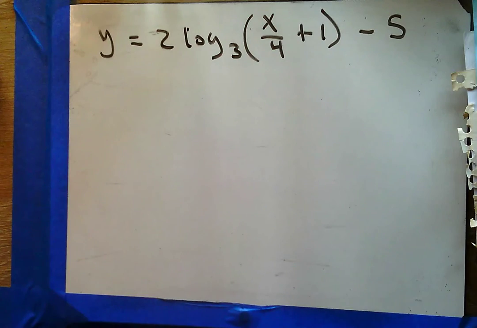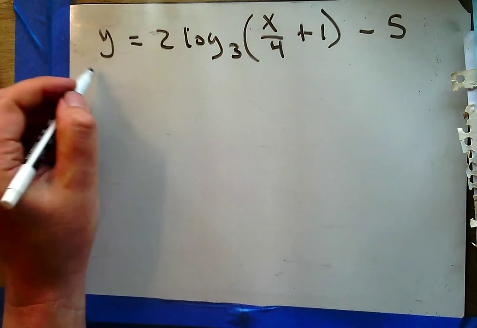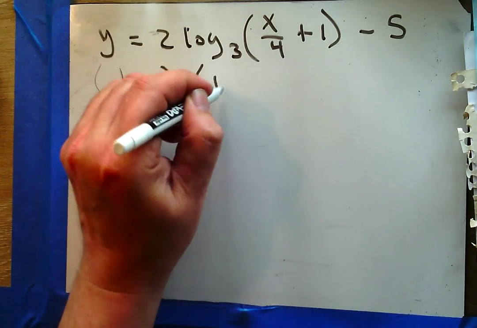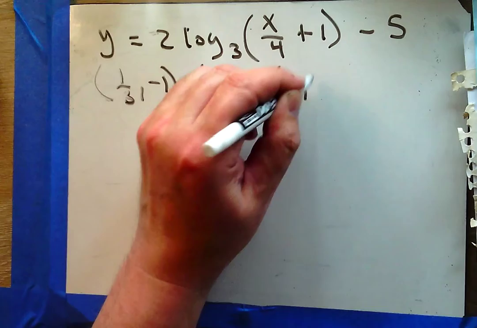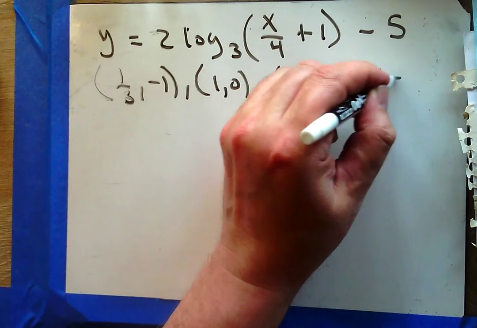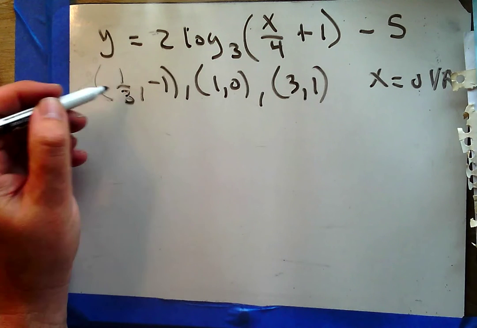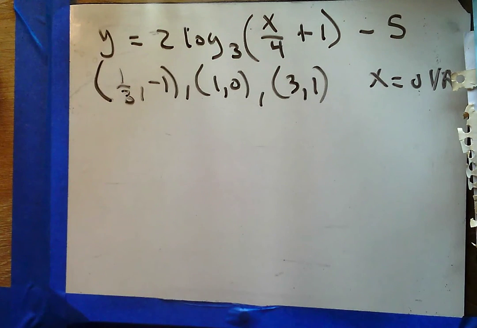Okay, what reference points did you start with? Did you start with 1/3, -1, 1, 0, and 3, 1, with x equals 0 a vertical asymptote? I hope so. If you haven't memorized those yet, you really need to by the time you take that test.